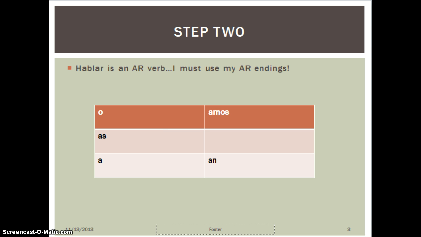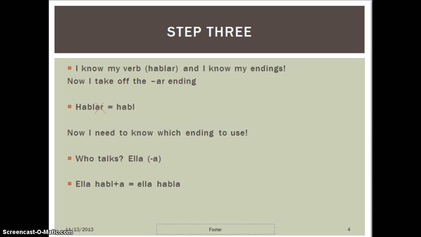So we're going to go back to step two, and you can see o, as, a, amos, an. A goes with our ella. If we used an, it would be ellos, as in they. If we used amos, it would be nosotros. If we used o, it would be yo. As would be for tú. For this scenario, we're trying to say she talks, so we're going to want to use the A. So now that I've taken my ending off, I just add the A to habl. So now I have ella habla.